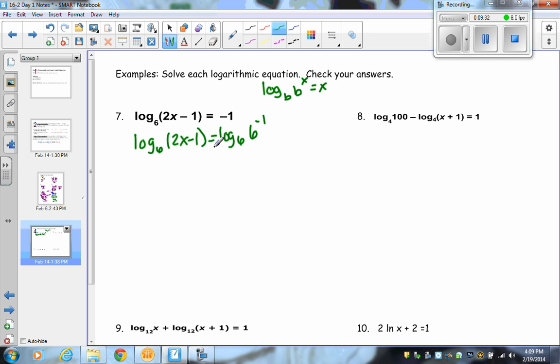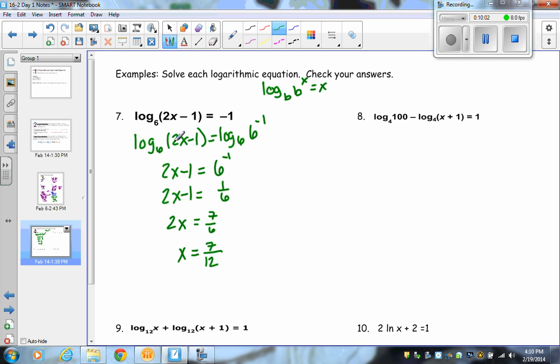Now, since they have the same log and same base, we can say that 2x minus 1 has to equal 6 to the negative 1. So that tells me 2x minus 1 equals 1/6. Add 1 over, so that tells me 2x equals 7/6. And divide by 2, so I get x equals 7/12.